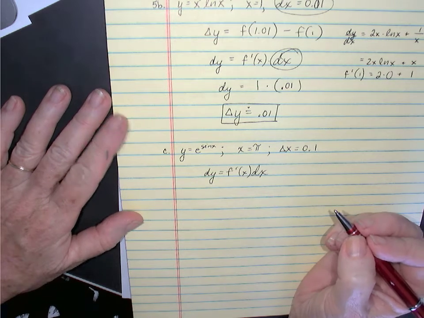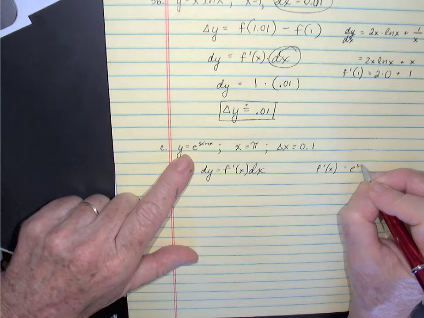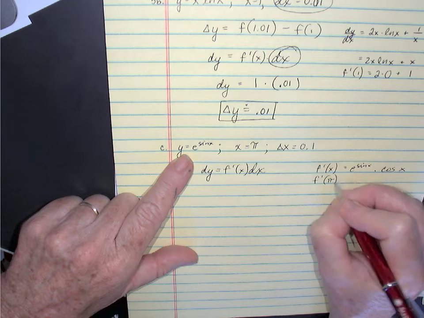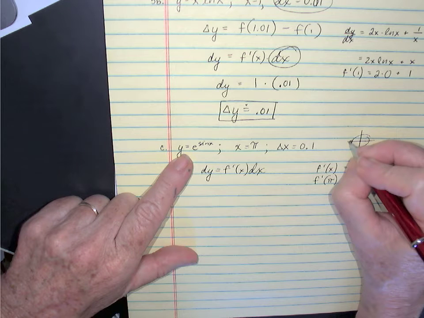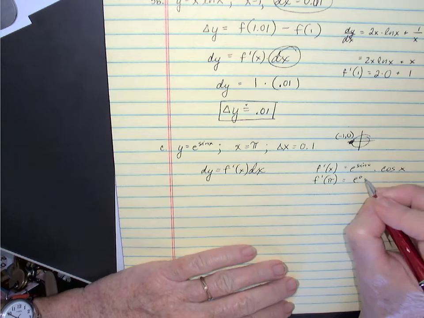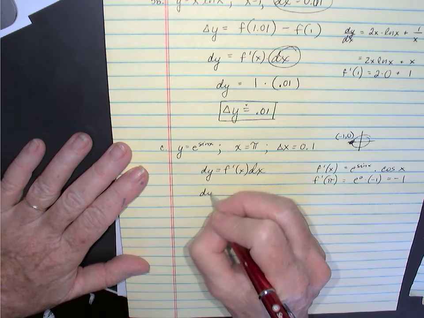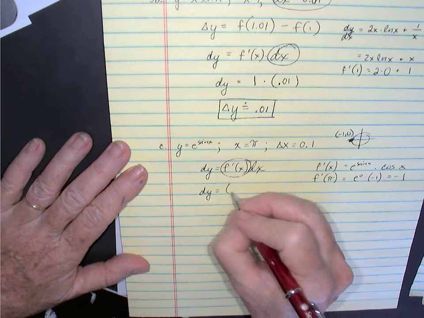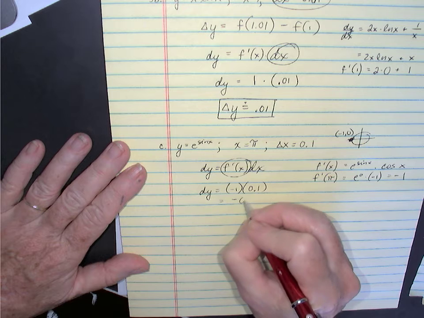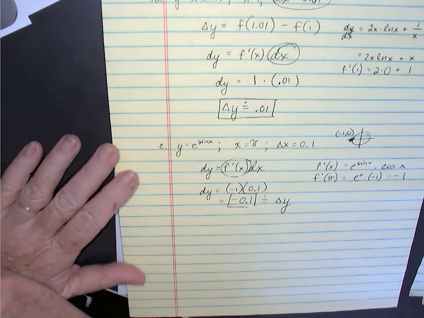But I'm going to approximate that using differentials. So here's our equation. So now we need our derivative. So our derivative is obviously going to be e to the sine x times cosine x, and we need that derivative at pi. So pi puts us right over here, right at -1, 0. So this is going to be e to the 0, our y value is 0, and our cosine is -1, so that's just -1. So dy then is going to be f prime of pi, which we found, and dx is 0.1, so dy is -0.1, which is a good approximation for the true change in y.